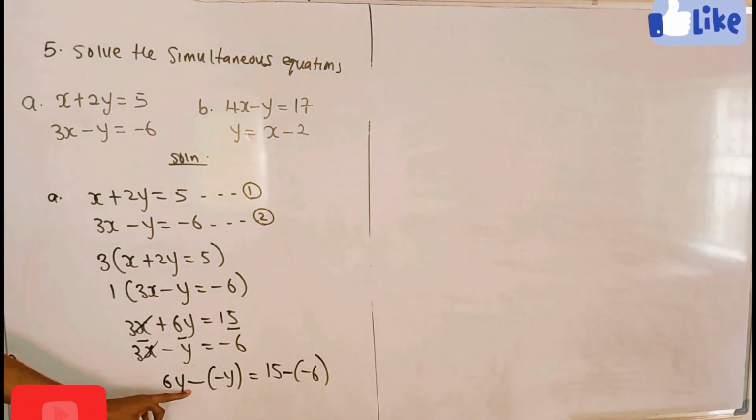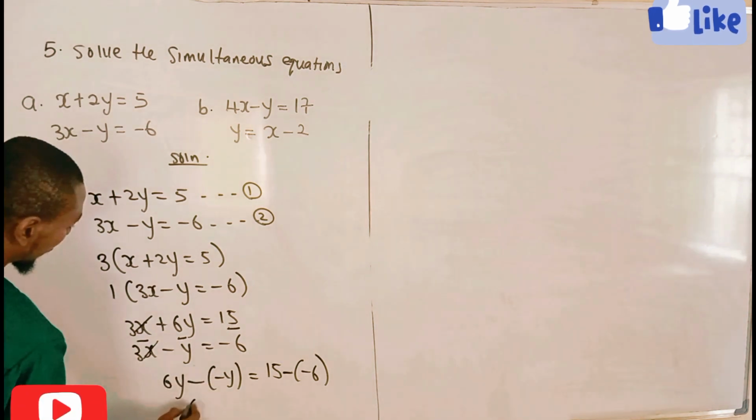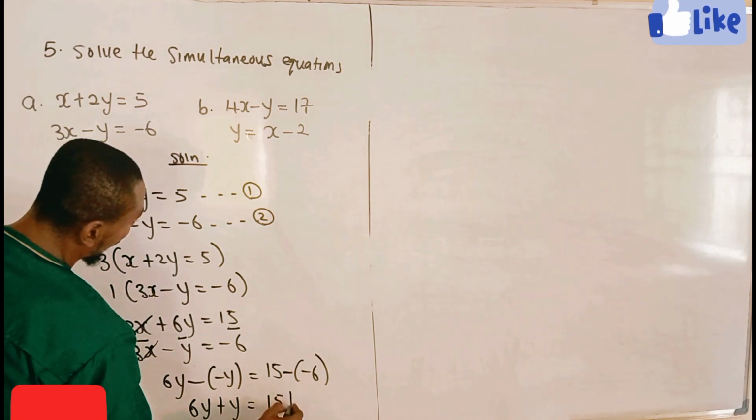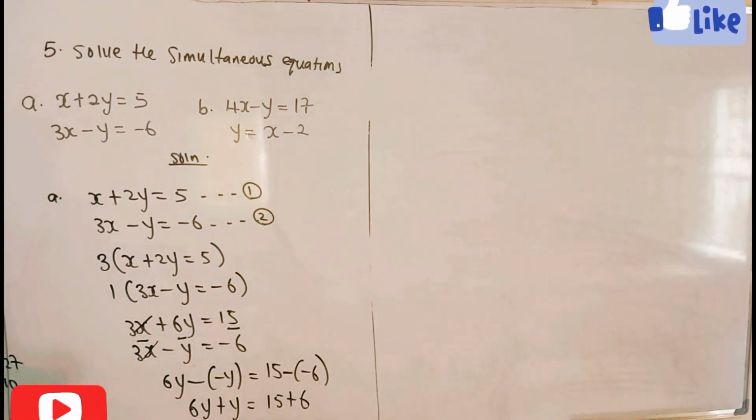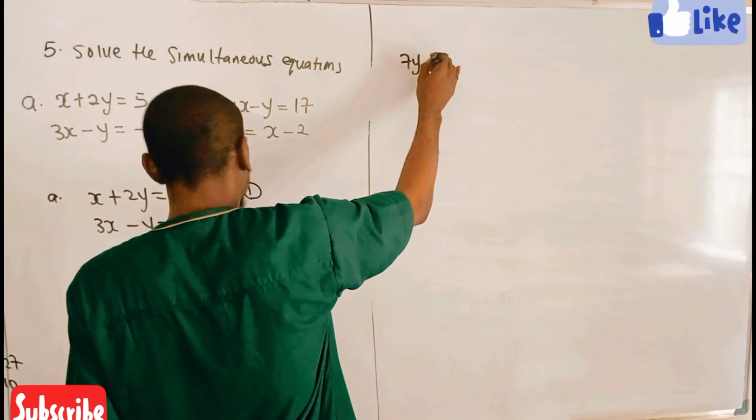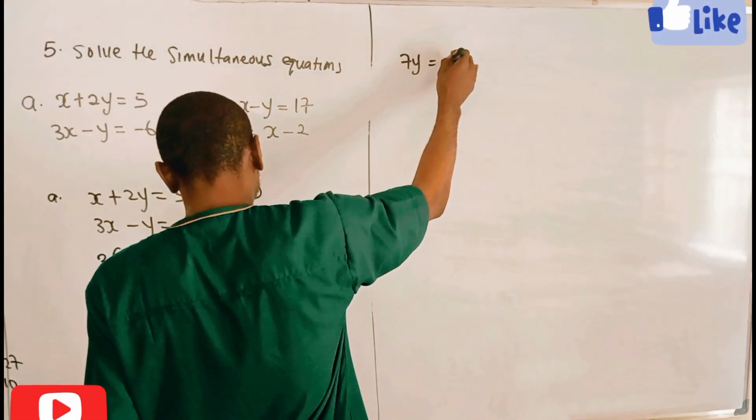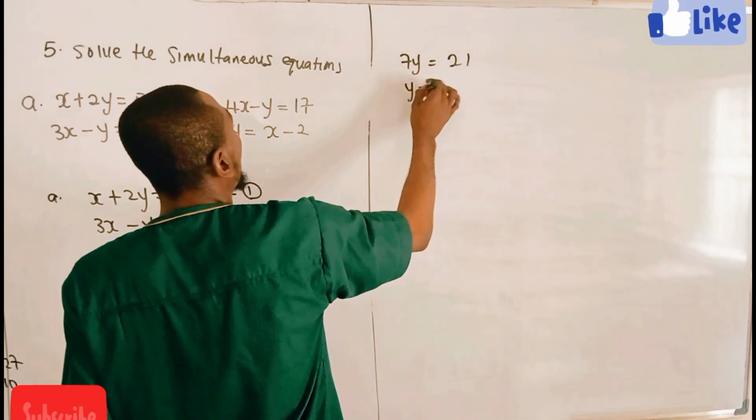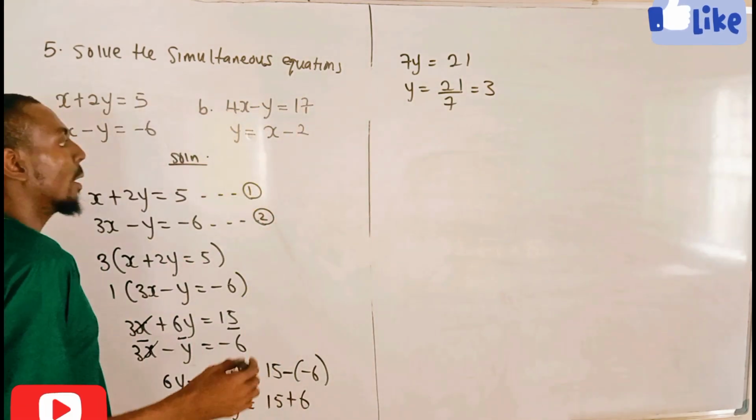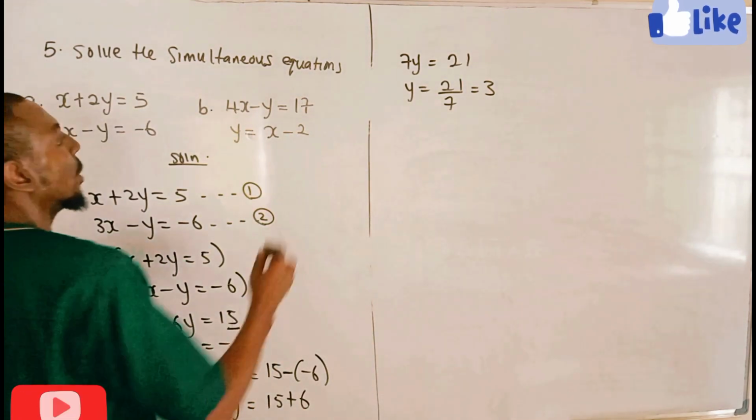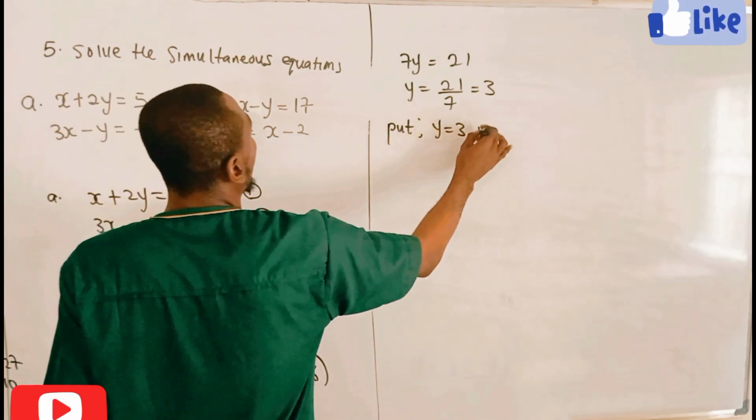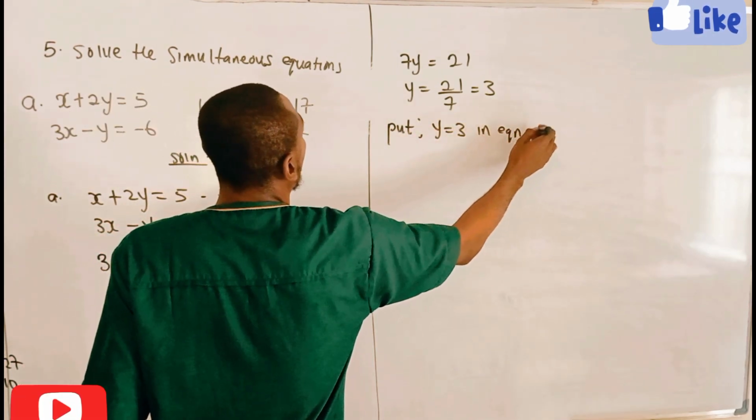Right? So negative times negative here is positive. We have 6y plus y is equal to 15 plus 6. 6y plus y is equal to 7y. 7y is equal to 15 plus 6, which is 21, and y is equal to 21 divided by 7, which is equal to 3. So to find the value of x, we're going to substitute. We're going to put y equal to 3 in equation 1.